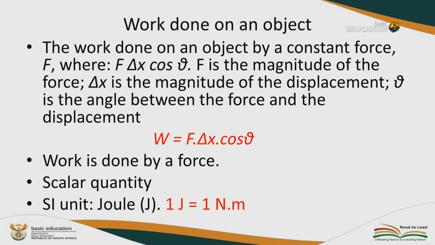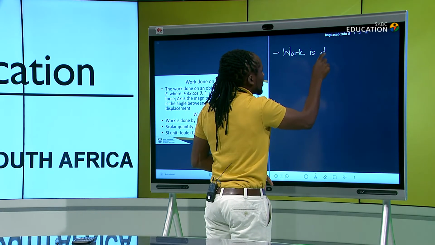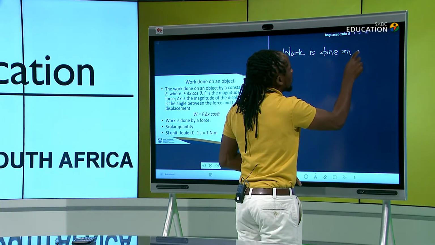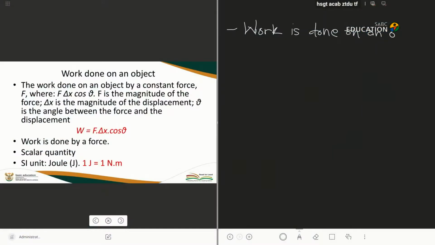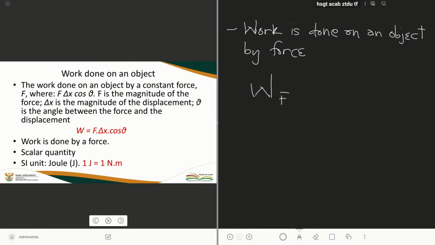Right. Now, we're saying that the work done on an object must be done by a force. So number 1, work is done on an object or a body, right? Work is done on an object by a force, okay? So a force essentially does work on an object. Now, for work to be done, a force must act on an object. In other words, work is done by a force on an object.